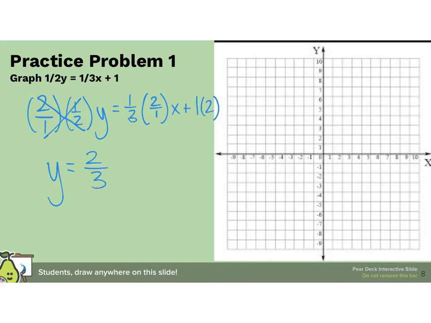You just multiply going straight across. 1 times 2 is 2. 3 times 1 is 3. Don't forget your x. And then plus, it's positive. 1 times 2 is 2. So here's the new equation.